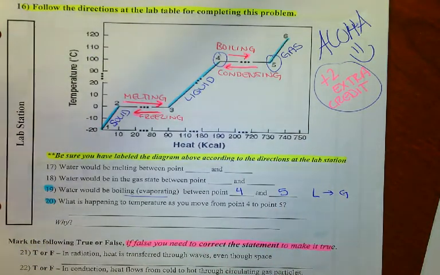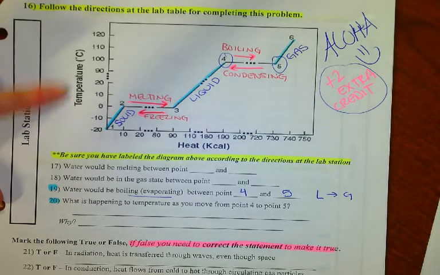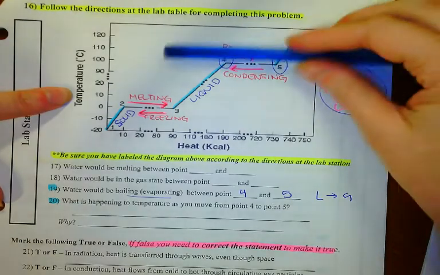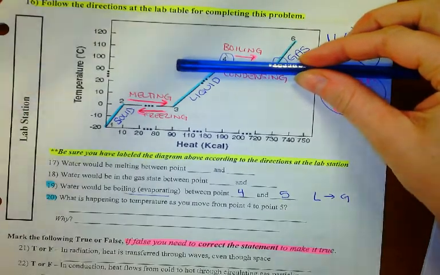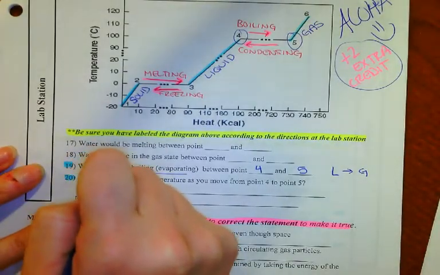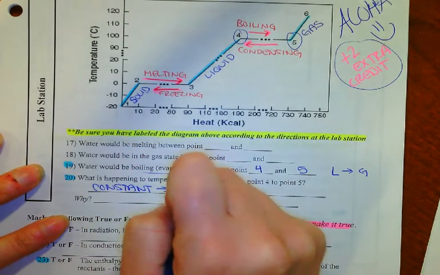Alright. Question 20 says, what's happening to temperature as you move from point 4 to point 5? Okay, temperature is this axis. And if you look at 4 to 5, there is no slope there, which means that axis is not changing. So what is happening to temperature? You're going to say it's constant, or no change.